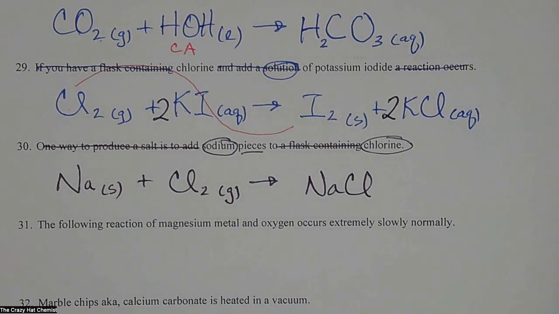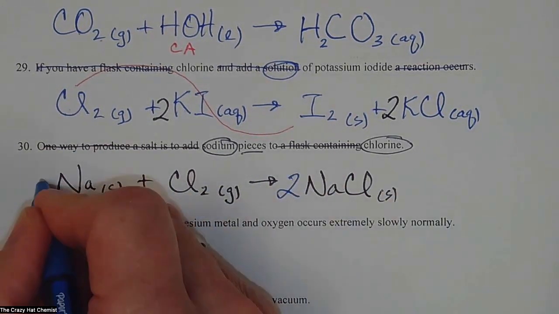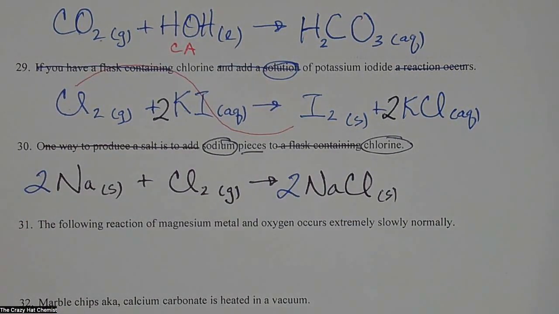NaCl. Okay. Is this solubility rules? No, it's not because there's no water. So therefore, this is a solid. There's one chlorine, two chlorines, and two sodiums, and now boom, that is balanced. That was so fast. Unbelievable.